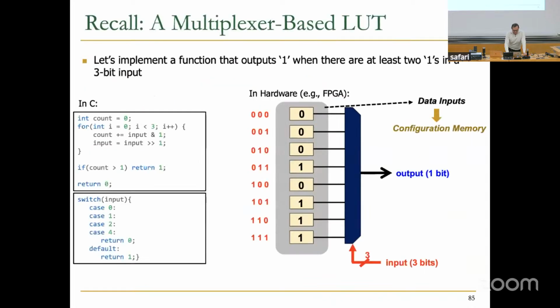Okay. This is what we covered last time. Previously, we had hardwired it. Remember, in the last lecture, we implemented the function that outputs 1 when there are at least 2 1s in a 3-bit input. And I had hardwired the inputs to logic 1 and logic 0. But you can actually have memory locations associated with them, and you can do the decoding.